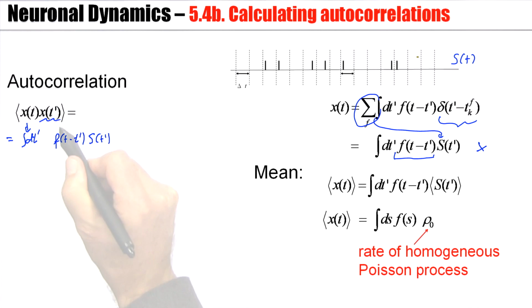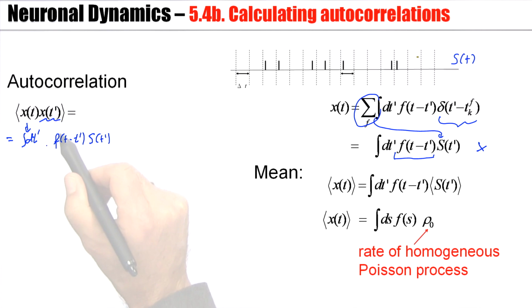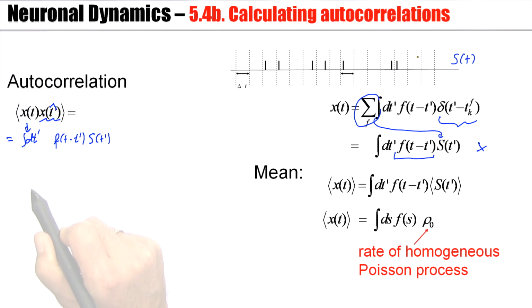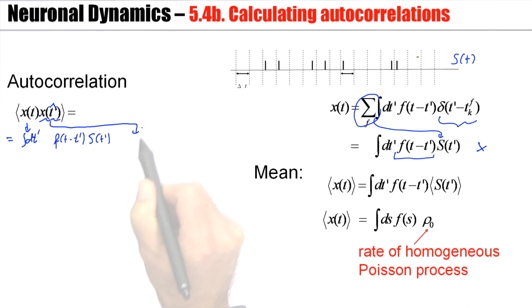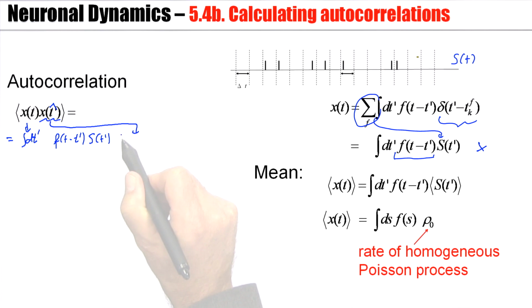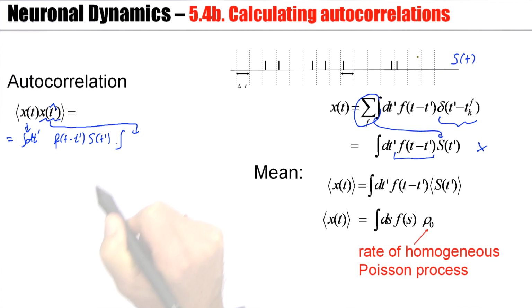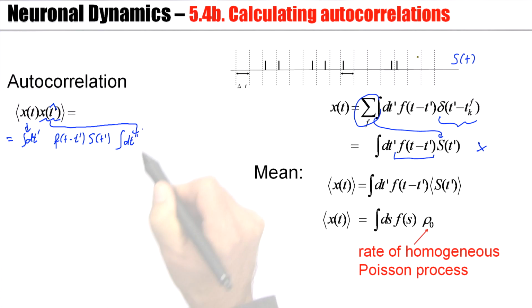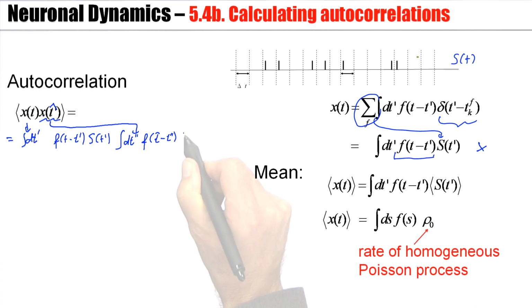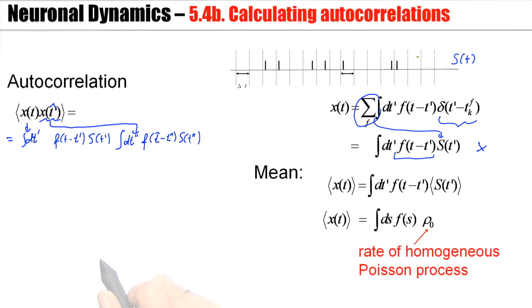Now, for x of t prime, I have a problem because I've said this is t prime, so let's call it t hat. Okay? So, for this, I take the same formula again. Let's write it down. It's another integral dt double prime, and then what used to be t is now t hat, so it's t hat minus t double prime, S of t double prime. And at the very end, I will consider the expectation.